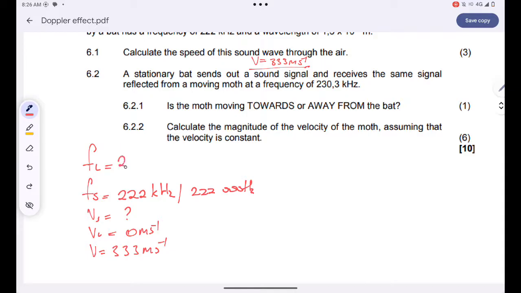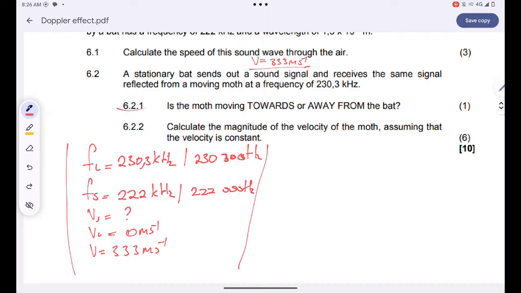It's simply 230.3 kilohertz, or simply 230,300 hertz. Let me check. 230.3 times 1,000, and that's 230,300 hertz. Okay, so this is the information that we have, guys.